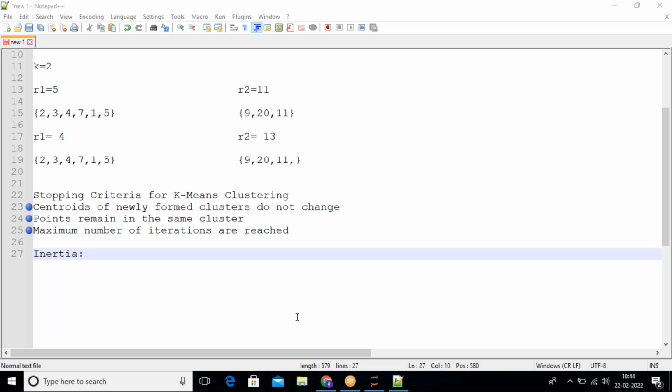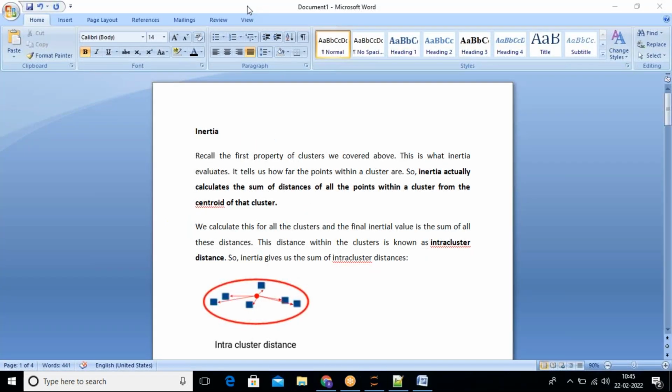Wait, let me share a tutorial. Okay, just have a look at this tutorial. Can you see this Word file?